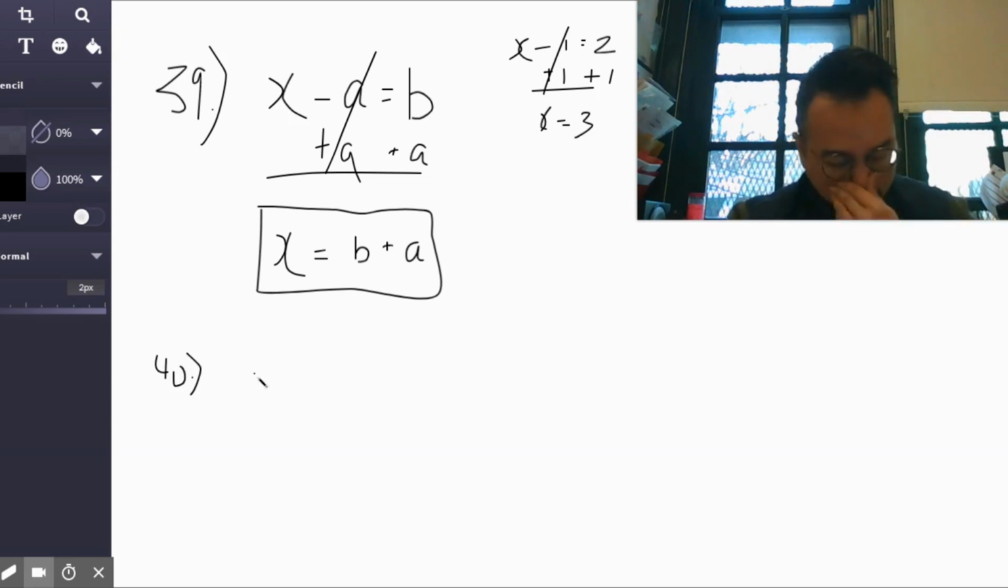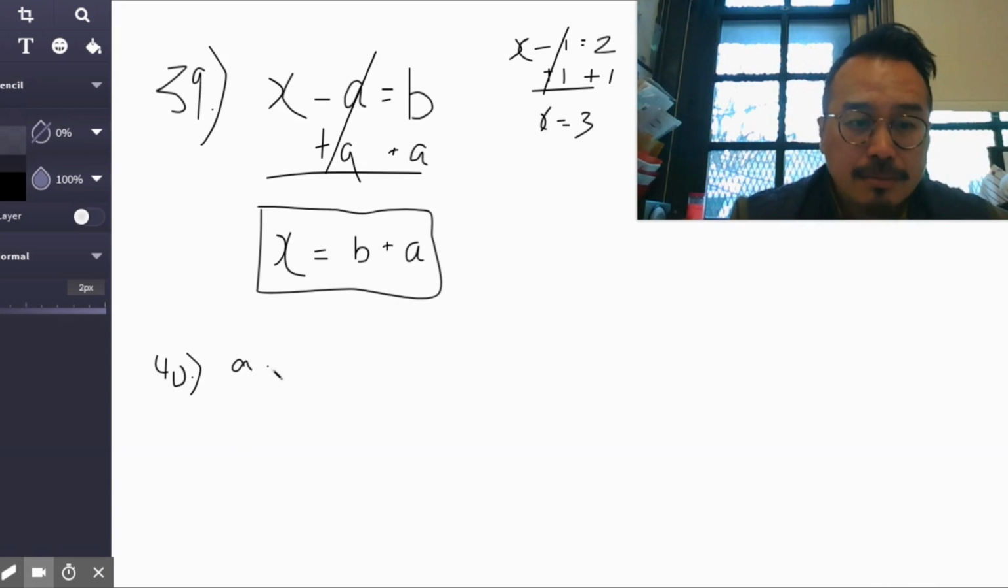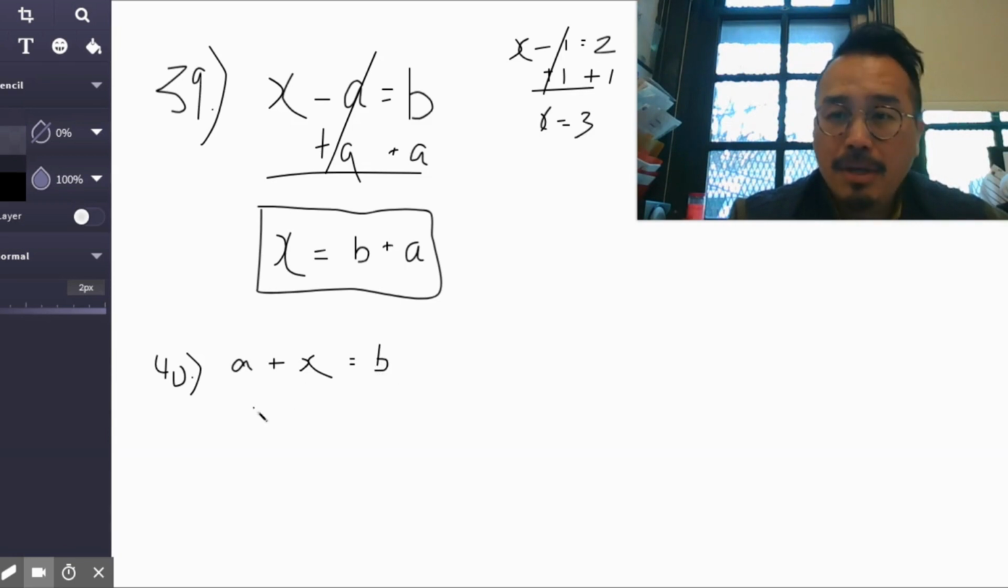Having said that, look at 40. We have a plus x equals b. I like this one. Here, you're going to look at this. You can think about it O-Manning style, which is, what does O-Manning want? O-Manning wants the x in the front. So it's x plus a equals b.